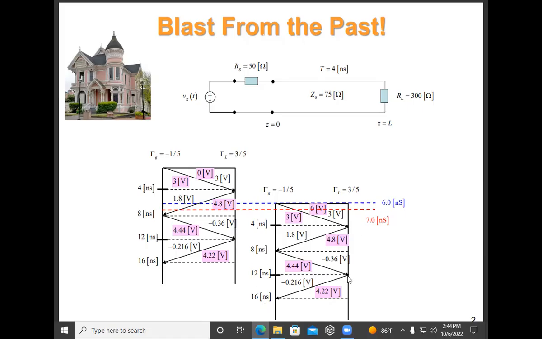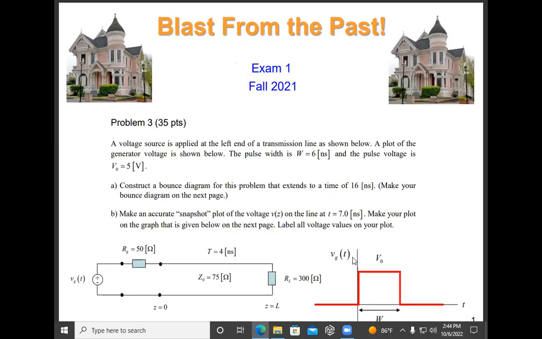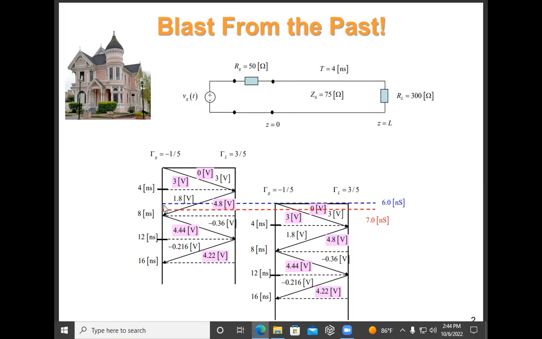Okay, but it said make a snapshot at 7 nanoseconds. That's what the exam is asking us. So we go to 7 nanoseconds. Remember the blue line is 6 nanoseconds. Here's 8 nanoseconds, so halfway between here and here, there it's supposed to be the dashed red line at 7 nanoseconds. Now remember, it's whatever we get from this one, minus whatever we get from this one. That's how you do the rectangular pulse.